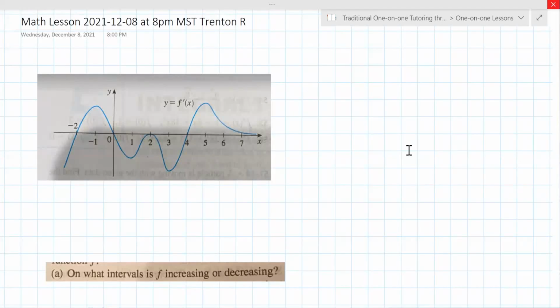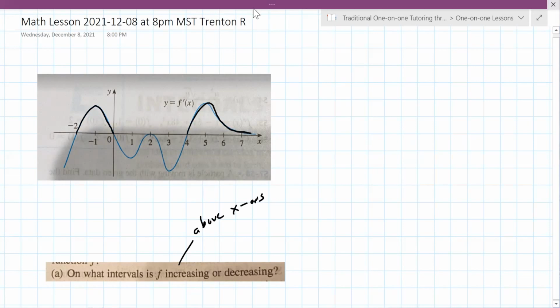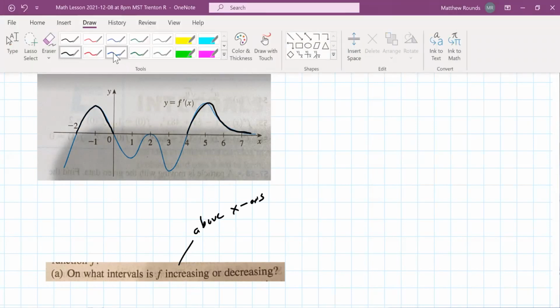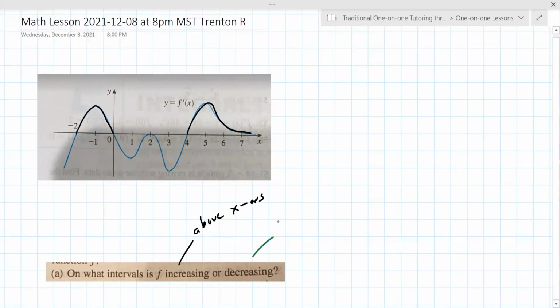On my screen, when it's increasing, that means above the x-axis. So where is it above the x-axis? It's here. Okay. And then it's decreasing. I'm going to switch colors here. When it's below the x-axis, so in this window, and that's it.